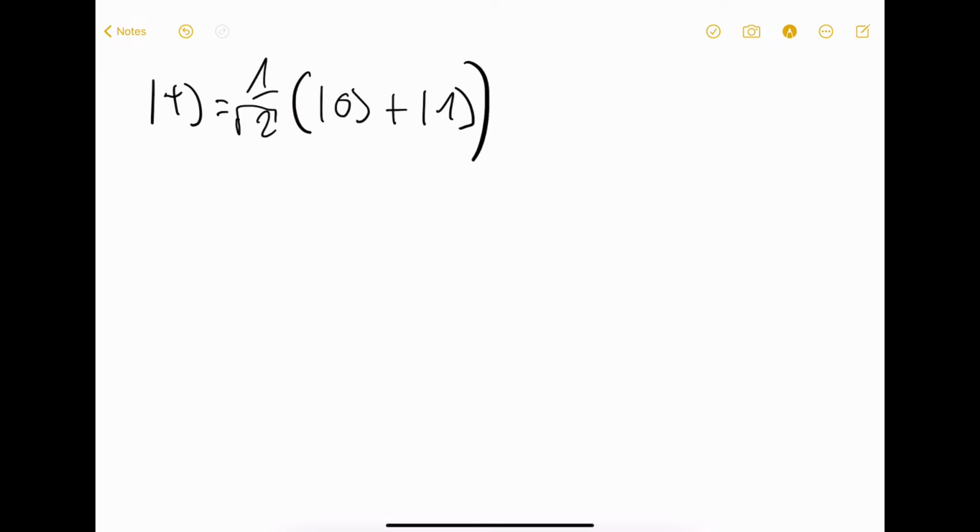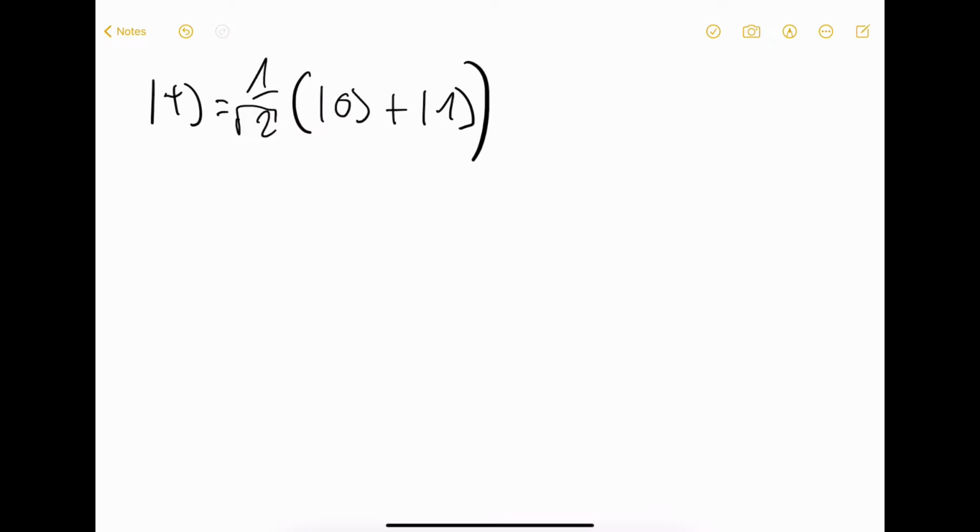Let me go back here. And it can represent a state. So let's call it state psi. And that state psi has two configurations. It has possible states 0 and 1. So what you see here is both states in a superposition.